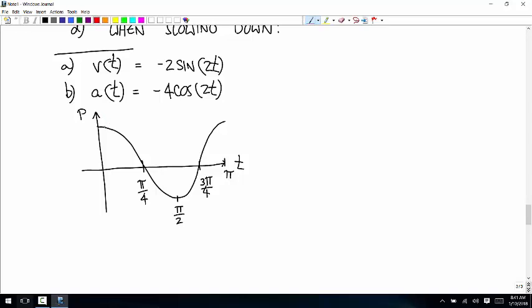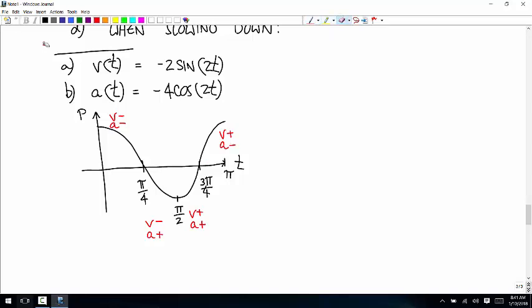From 0 to pi over 4, is this moving in the positive or negative direction? Yep, so velocity is negative. Is the acceleration positive or negative? Then on the second interval, is velocity positive or negative? Velocity is negative, but acceleration is positive. Here, velocity is positive, acceleration is positive. And then velocity is positive, acceleration is negative.